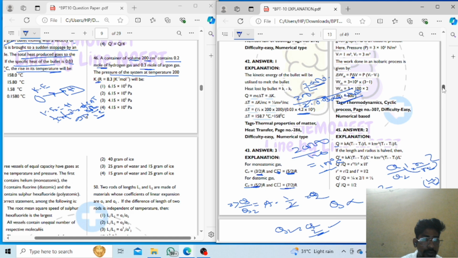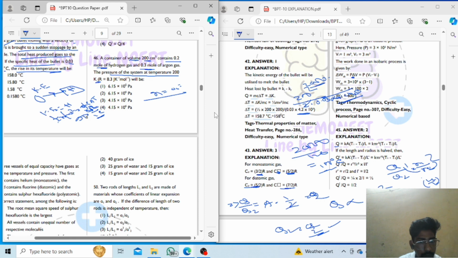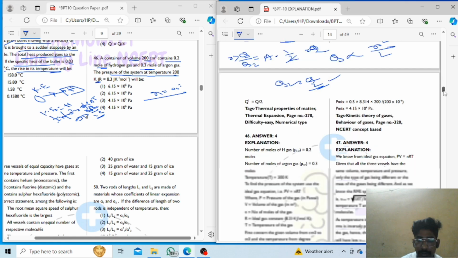Okay, P we have to calculate, and this is 200 Kelvin. Okay, and volume is 200 centimeter cube, that is 10 to the power minus 6. You will get 2 into 10 to the power minus 5. Sorry, 4. Okay, just put the value in the equation.